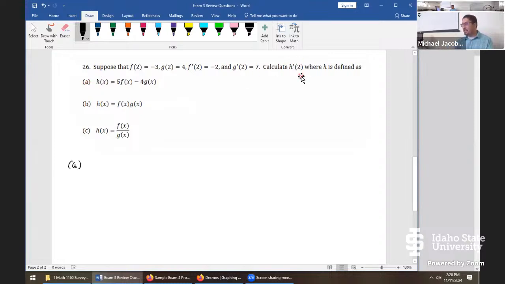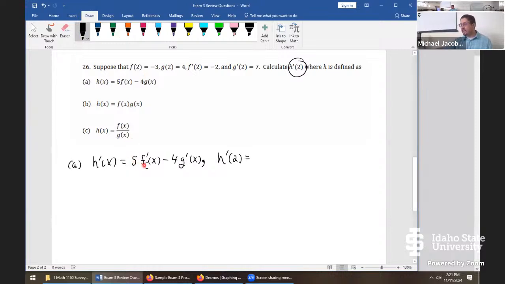So if we're going to calculate h prime of 2, really the first thing we want is the derivative of h in this situation. So h takes on three different forms, but in part A, h prime of x would be equal to, here it's a constant multiple rule. So we will just take 5 times f prime of x minus, here it's another constant multiple rule. So it's a constant 4 times the derivative g prime of x. Once we get that far, we are now ready for h prime at 2. So we're doing this part.